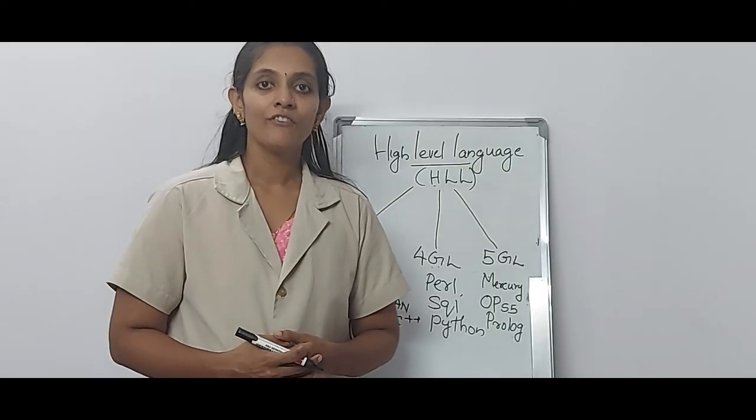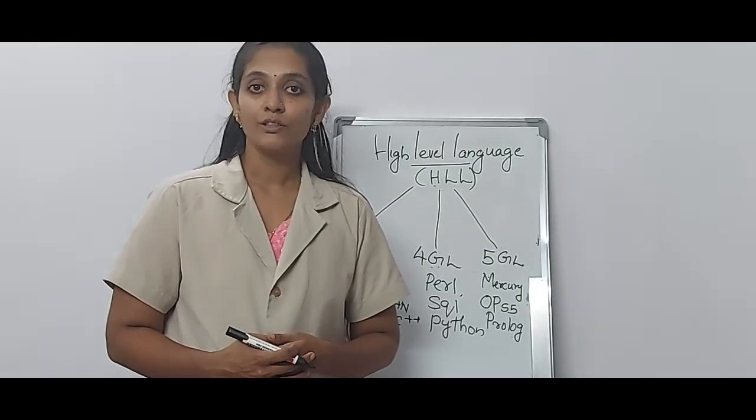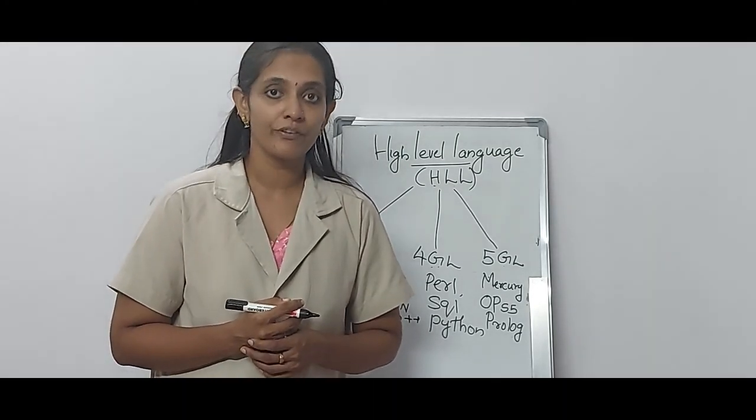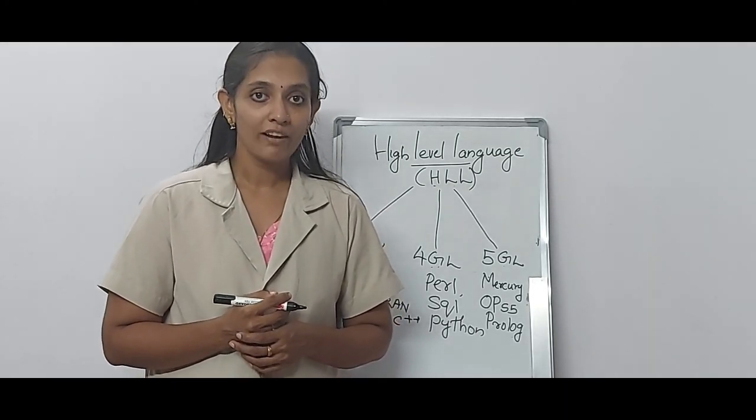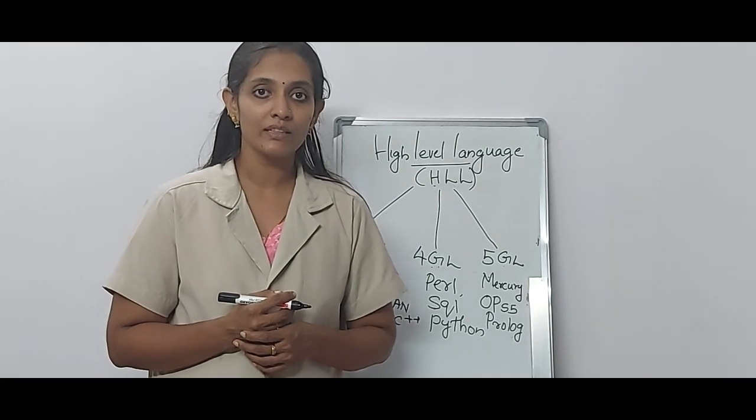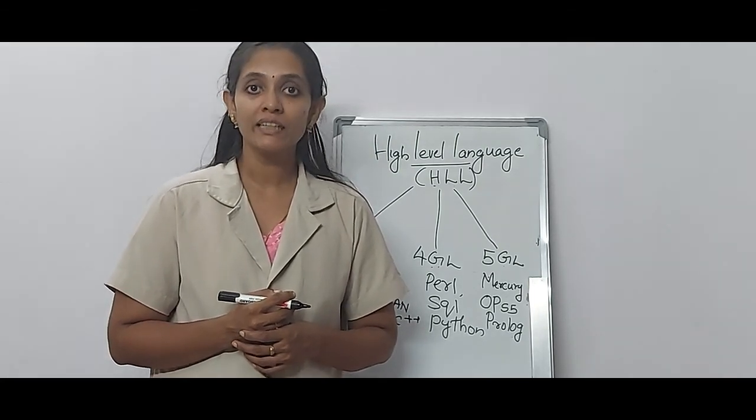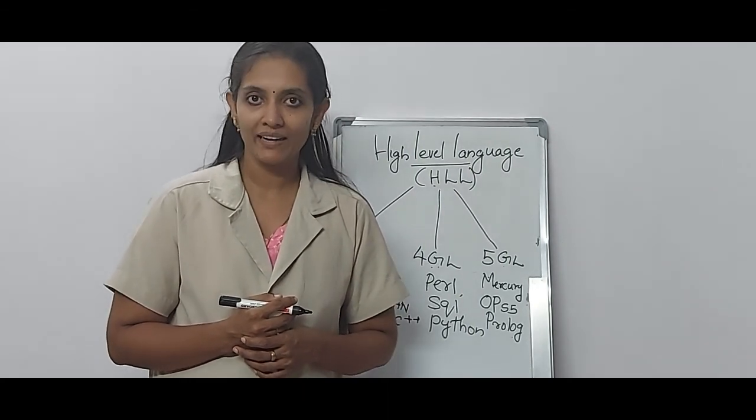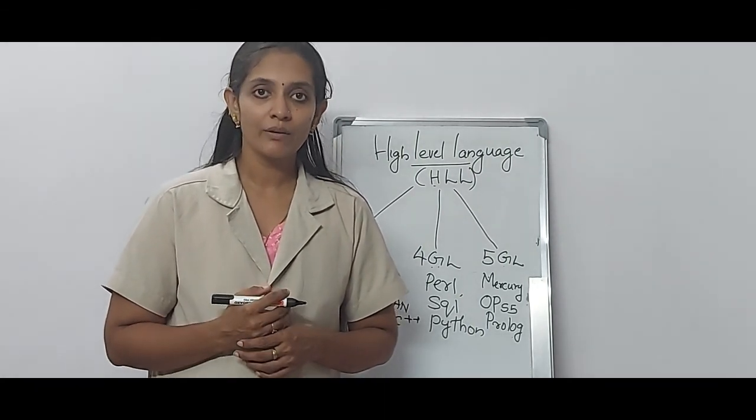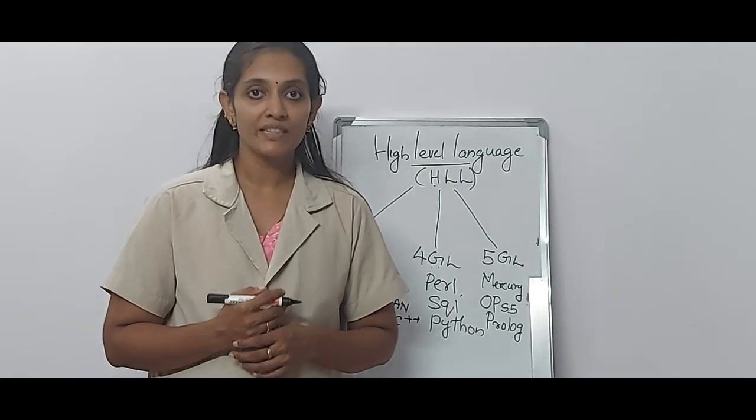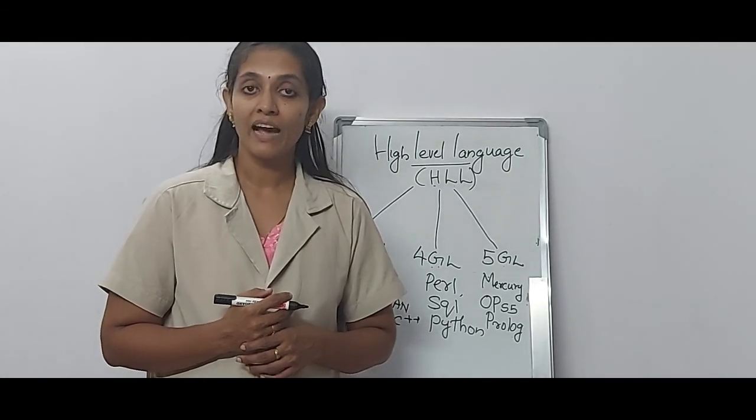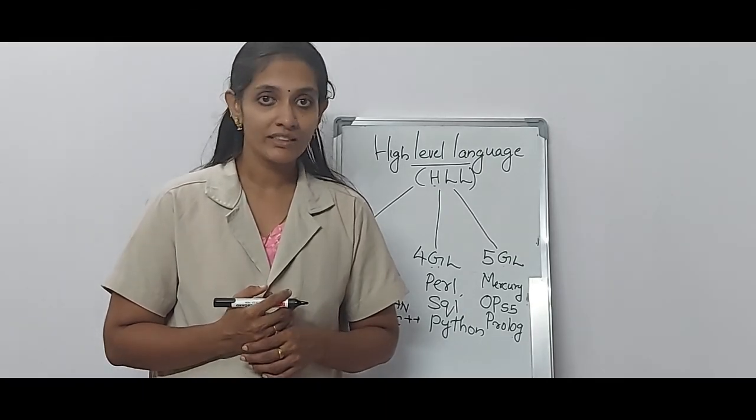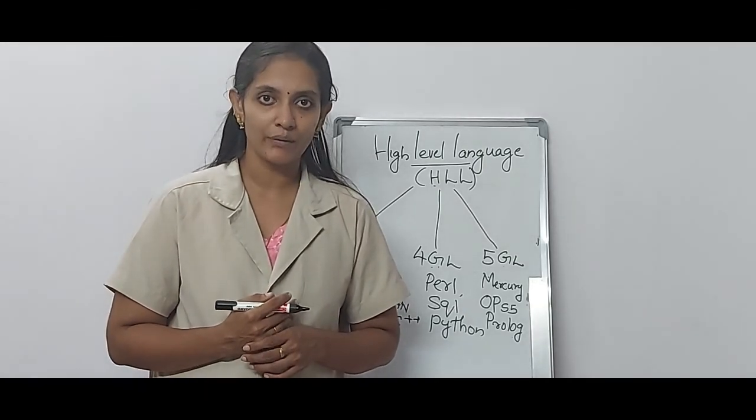So children, we have come to the end of today's session. Today we have learned about computer language. The computer languages are classified into two types: low-level languages and high-level languages. Low-level language is machine-dependent language, whereas high-level languages are machine-independent language. Then low-level language is classified into two types: machine language and assembly language. Then high-level language is classified into three types: third generation language, fourth generation language, and fifth generation language.